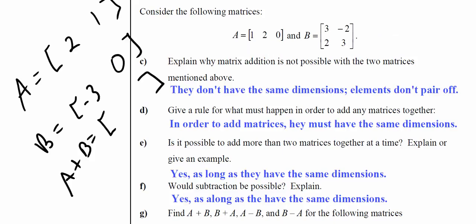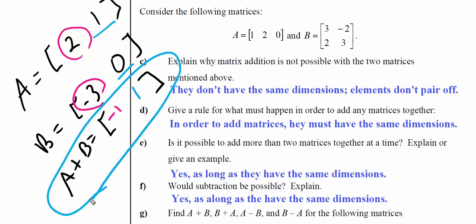So for example, if matrix A is a 1 by 2 with elements 2 and 1, and B is another 1 by 2 with elements negative 3 and 0, we could add these. So we can pair the 2 with the negative 3 and that gives us negative 1. And then we pair the 1 with the 0, and that would give me 1. So I could add those two matrices together. And you'll note that when I add or subtract, they must have the same dimensions, and the answer also has the same dimension. So A was a 1 by 2 matrix, B was a 1 by 2 matrix, A plus B is going to be a 1 by 2 matrix as well. Okay?